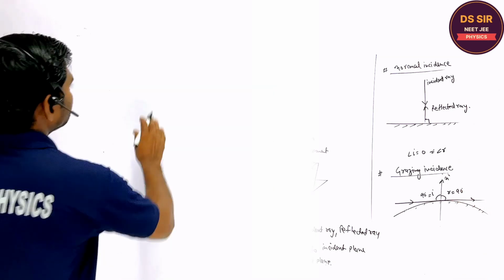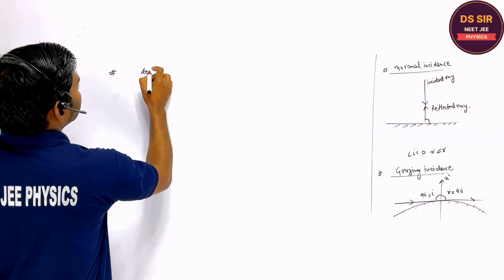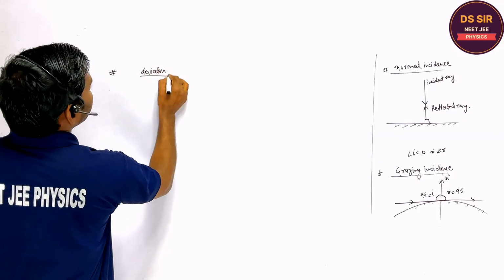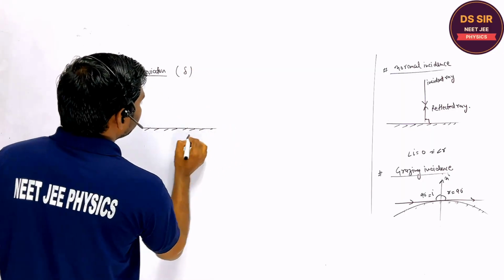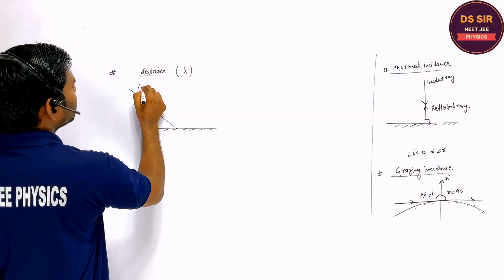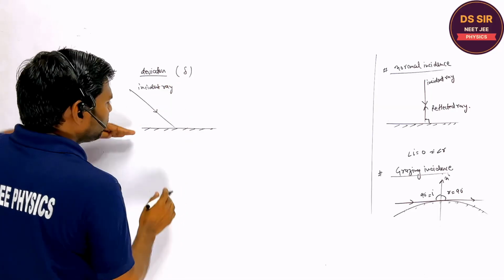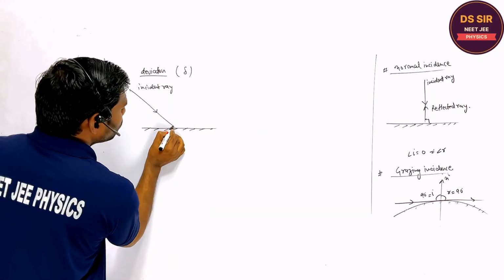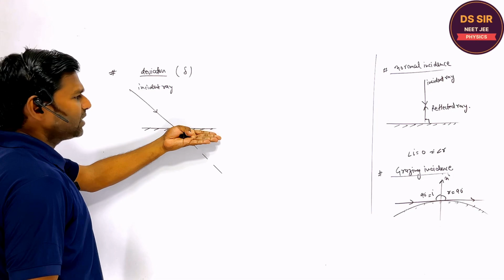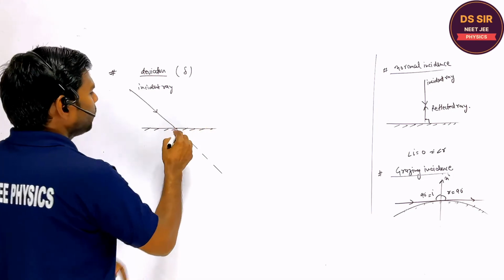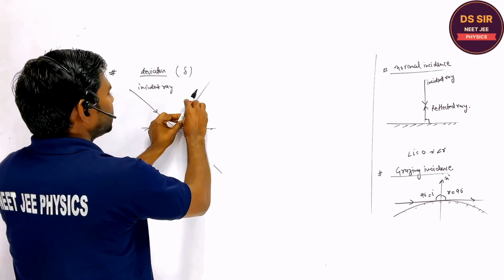Copy this. The next topic is deviation, which is very important. What is deviation? It is represented by delta. If this is the plane mirror and this is the incident ray, if the mirror was not present, it should go in a straight line like this, but when the reflecting surface comes in its path, it deviates from its path.